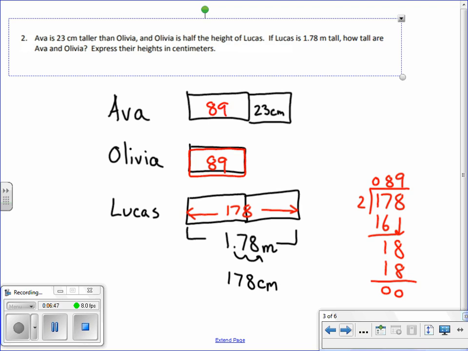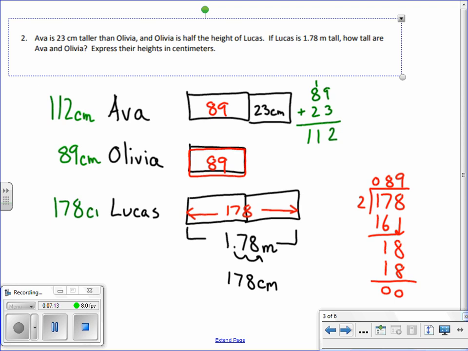Now we need to add them up. So here we're going to do 89 plus 23: 9, 10, 11, 12, 8, 9, 10, 11. So we know that Ava is 112 centimeters. Olivia is 89 centimeters. And Lucas is 178 centimeters.